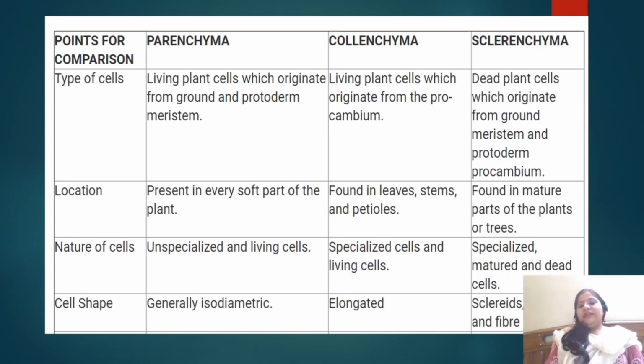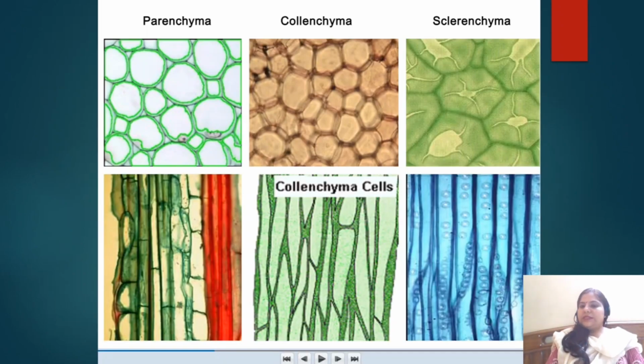So the nature of the cells: in parenchyma, unspecialized and living cells are there. Collenchyma, specialized cells and living cells are there. Whereas in sclerenchyma, specialized, matured and dead cells are there. Shape I already explained to you in the diagram that parenchyma are isodiametric, collenchyma are elongated and sclerenchyma are fibrous tissue, as you can see in this diagram once again.